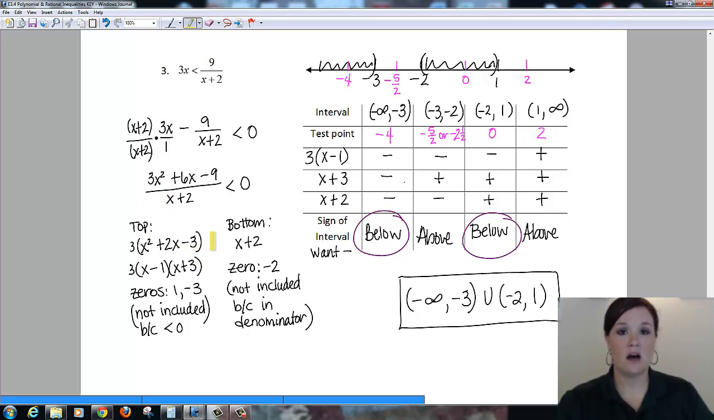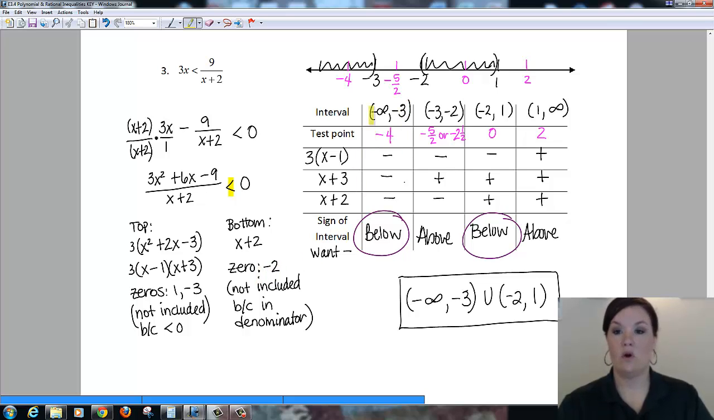I factor the top. I started by taking out a greatest common factor. And then my trinomial factors into x minus 1 times x plus 3, which gives me the two zeros, 1 and -3. And they're not included because this is a strictly less than. So notice, since it's a strictly less than, I don't even have to worry about what comes from the top and what comes from the bottom because I'm using parentheses on everything. So the zeros from the top are 1 and -3, and then from the bottom I have x plus 2, so that means my zero is -2.